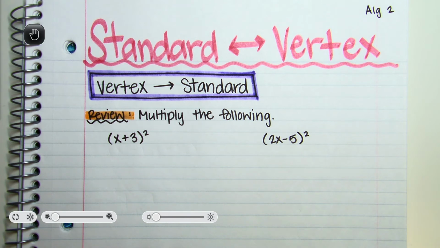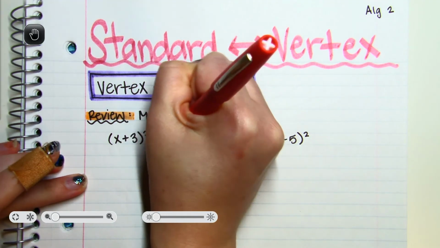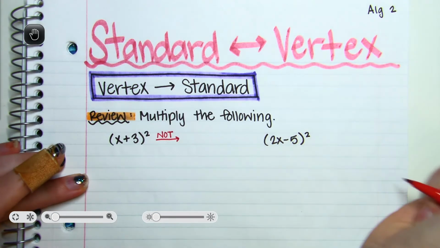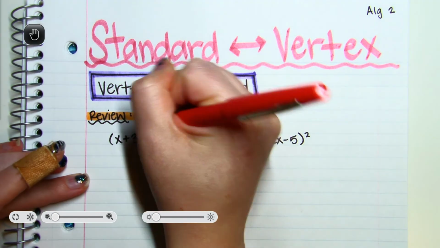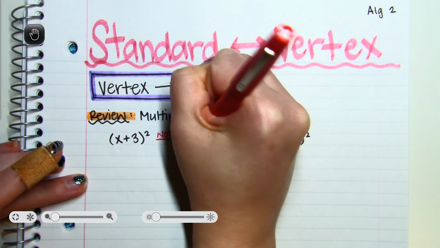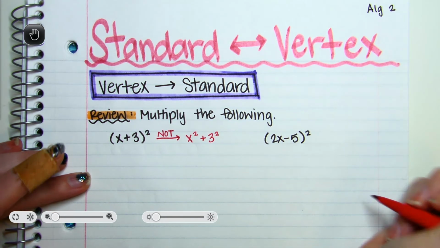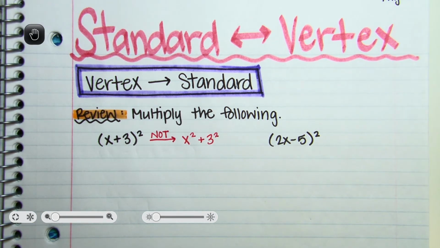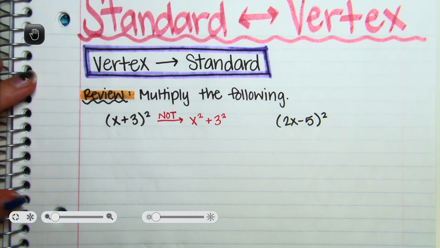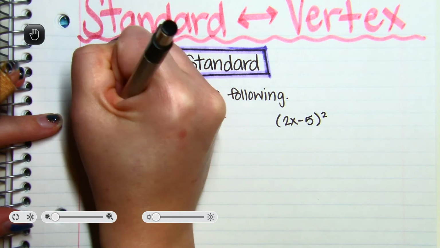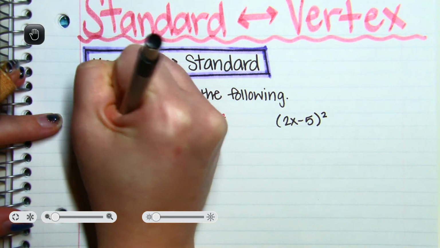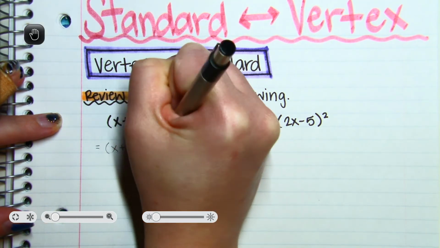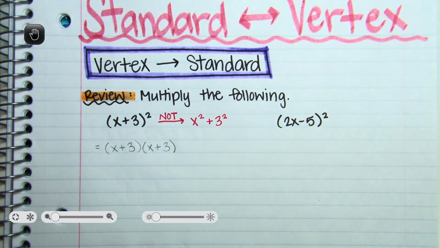A reminder, this is not equivalent to just distributing that squared and making it x squared plus 3 squared. That is not what we do. Saying x plus 3 in parentheses that this thing is squared is equivalent to saying x plus 3 times x plus 3. And then from there we FOIL it.